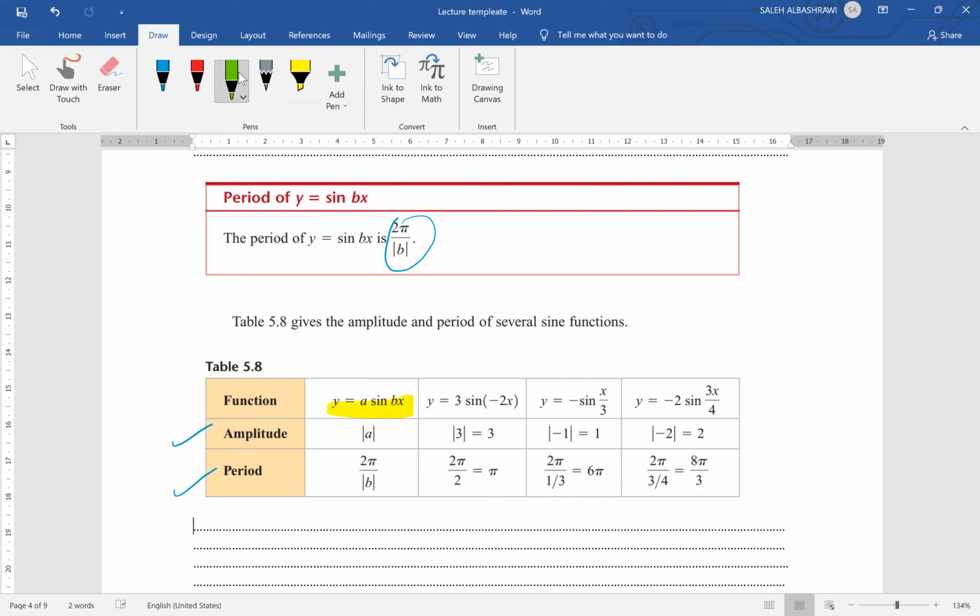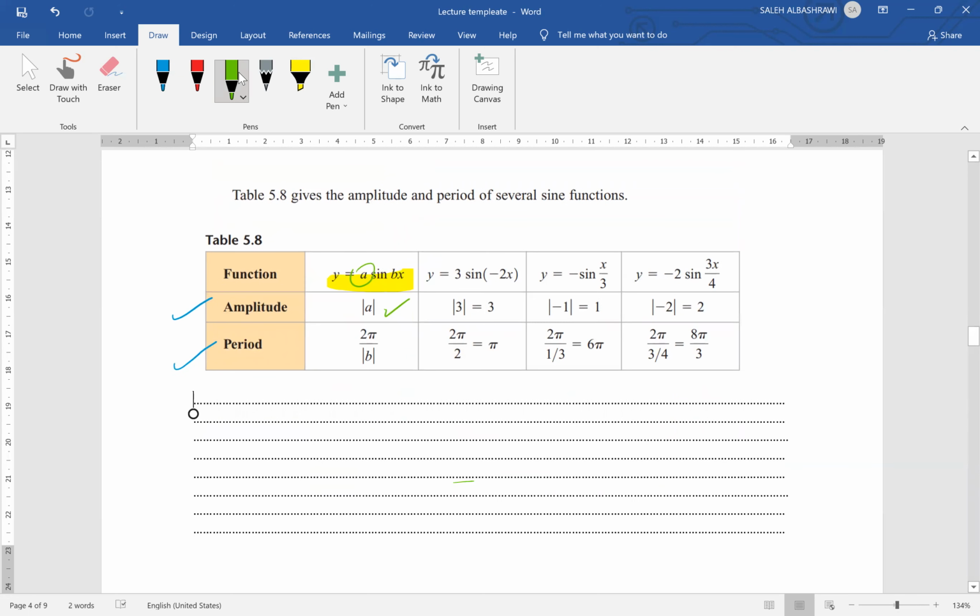For this function, the amplitude is given by the absolute value of the coefficient a. The amplitude means the height, or the distance between the 0 and the minimum point or the maximum point. If this is 0, we can call it the symmetric line, or line of symmetry, for the sine function. So the amplitude is given by the absolute value of a, and the period is given by 2 pi divided by the absolute value of b.